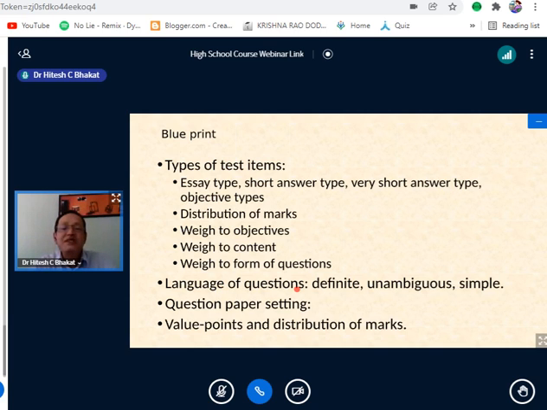And then next is the language of questions. The language of the question should be completely definite, not here and there, okay? Not ambiguous, having two meanings. Ambiguous means having two or many meanings. Unambiguous means having only one meaning. Whether it is in Andhra Pradesh, Telangana, Kerala, Pondicherry or Karnataka, the meaning remains the same. Children understand the same thing. And it should be simple, so simple that even a lower class student can understand the question. Even if they do not know the answer, they should be able to understand what the question asks them to do. Then we'll talk about question purpose setting, value points and distribution of marks.